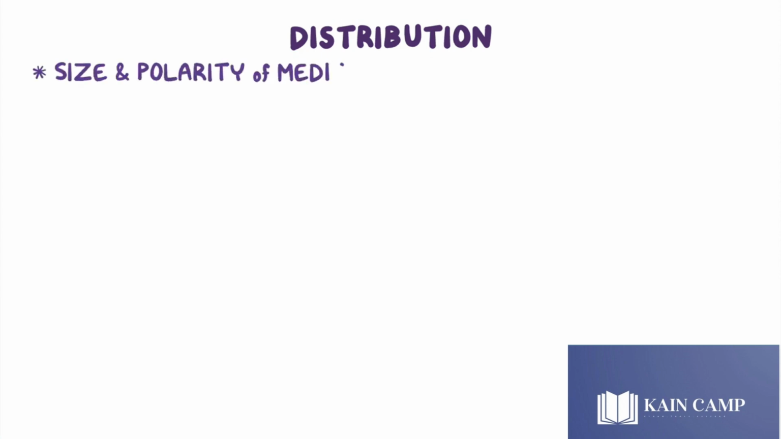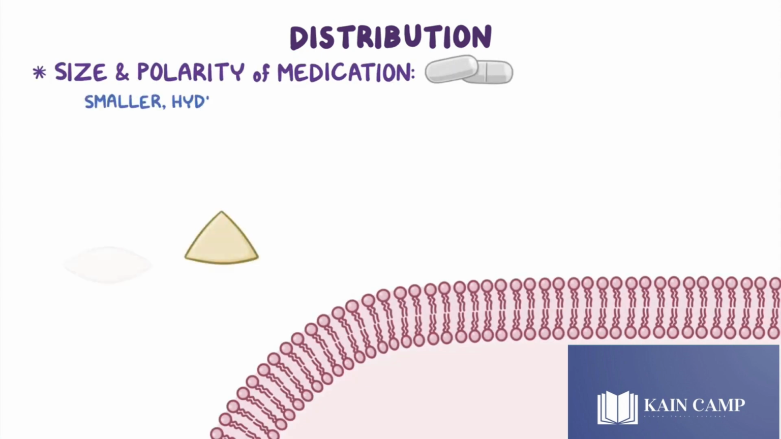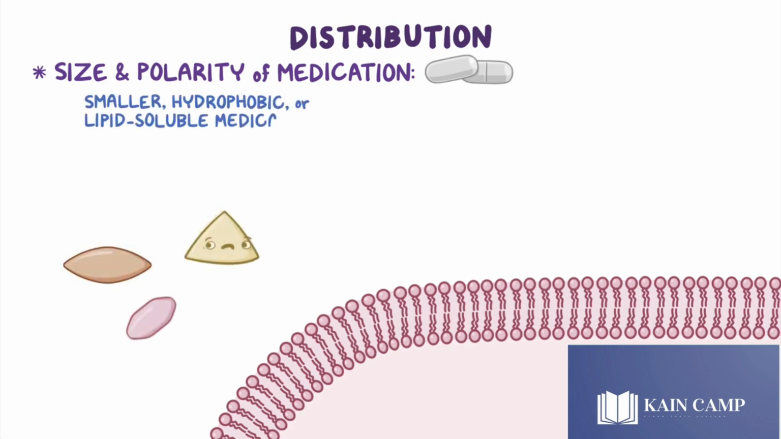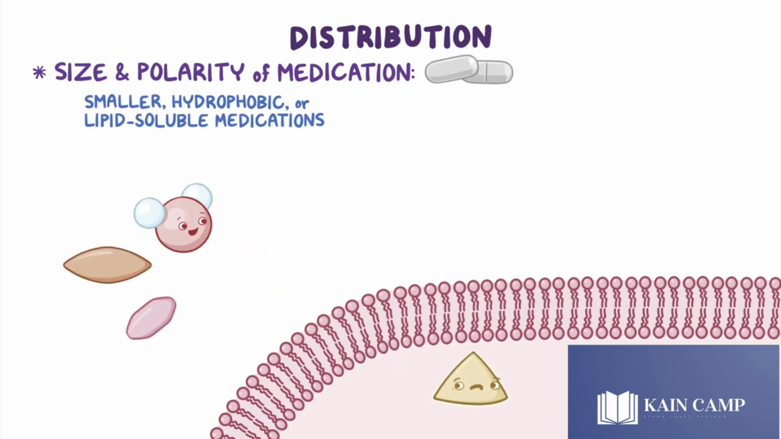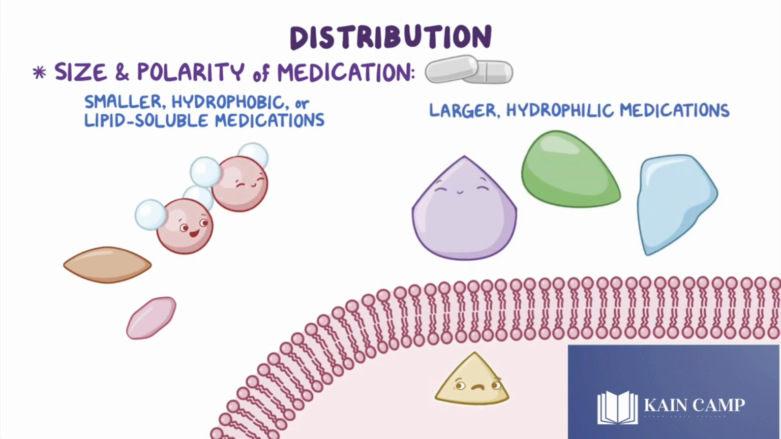Now we have to talk about the second factor, that is the size and the polarity of the medication. Smaller hydrophobic or lipid-soluble medications can easily cross the membrane as compared to the large hydrophilic medications that need support for the movement.